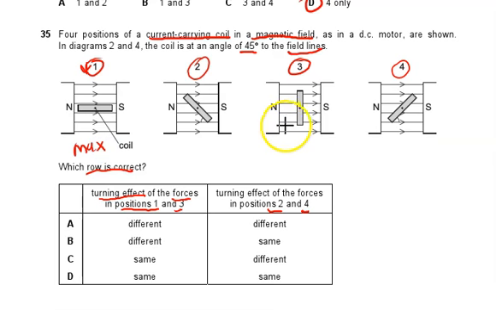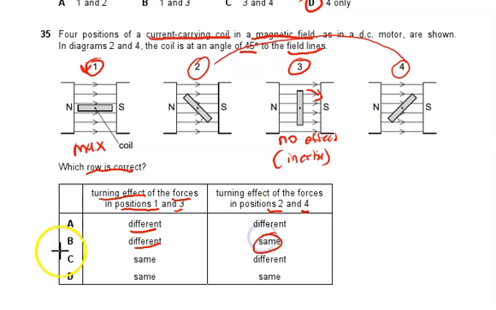Okay, this one is almost no turning force. Okay, there is no effect. It will turn around by inertia. Okay, so this one must be different. And for 2 and 4, since the angle is the same, right? So they should have the same turning force. So the answer is B over here.